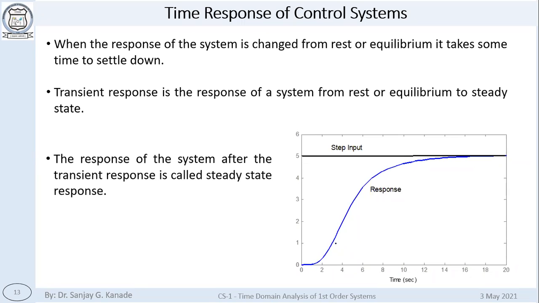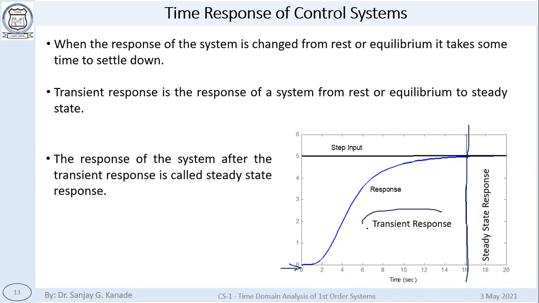The transient response is the response of a system from rest to the next steady state. And the response of the system once the transient dies is called the steady state response. From the first equilibrium to the next equilibrium, we have the transient response, and the equilibrium state response is called the steady state response.